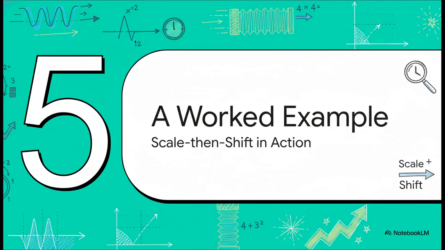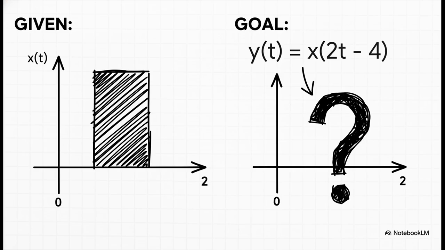You know, theory is great, but there's nothing like actually doing it. So let's solidify this whole idea with a full worked example. We'll take it step by step, just like you would on your homework or an exam. Okay, here's our problem. We're starting with a nice, simple, rectangular pulse, x of t. It's got a height of 1, and it exists from time equals 0 to time equals 2. Our job is to sketch the transformed signal y of t, which is equal to x of 2t minus 4.